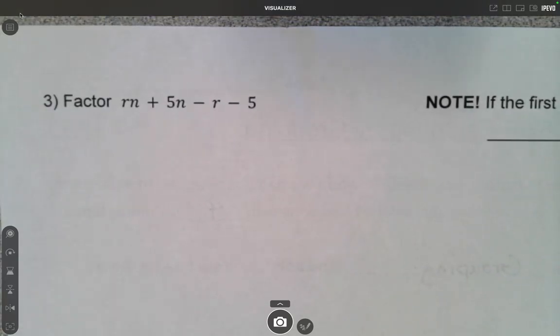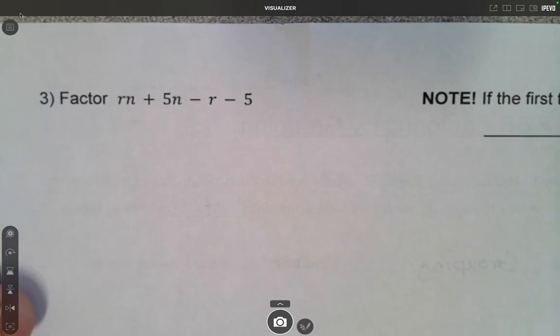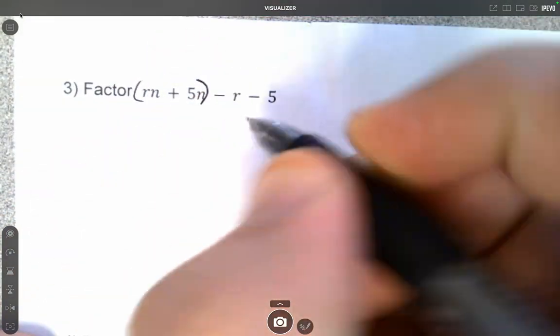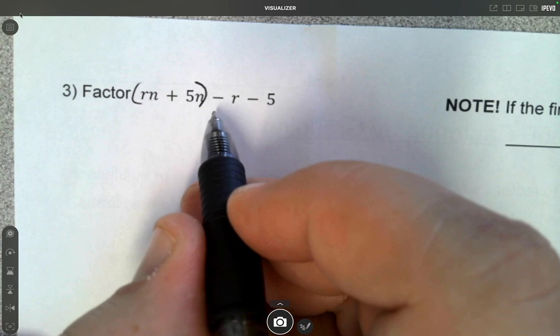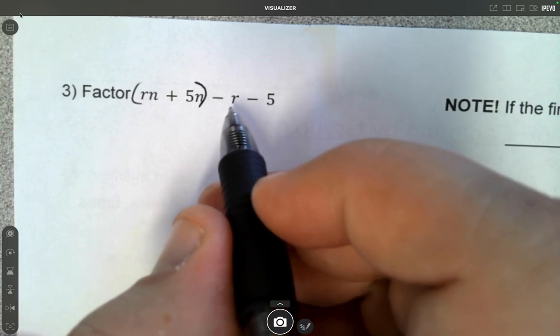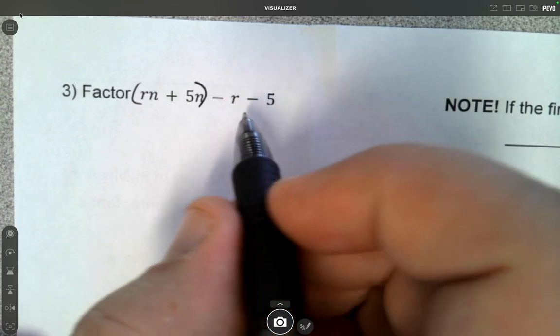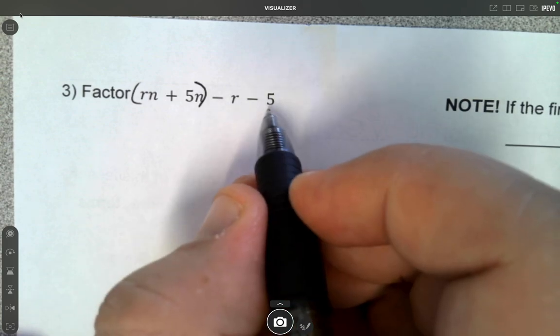Okay, next up, factor rn plus 5n minus r minus 5. Okay, this one's fine in the order it is, but here's another note. Let me go ahead and draw this. So you see right here, my first term is a negative. So in order to avoid causing problems, we need to factor a negative 1 out of these two.